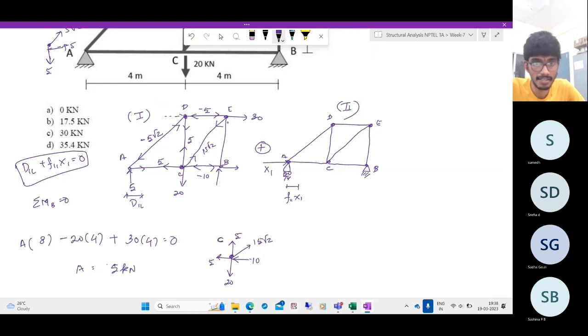Coming to point E, everything is known, so you can simply check. Just a minute. Something is not correct here. So this joint, what do we have? We have 20.